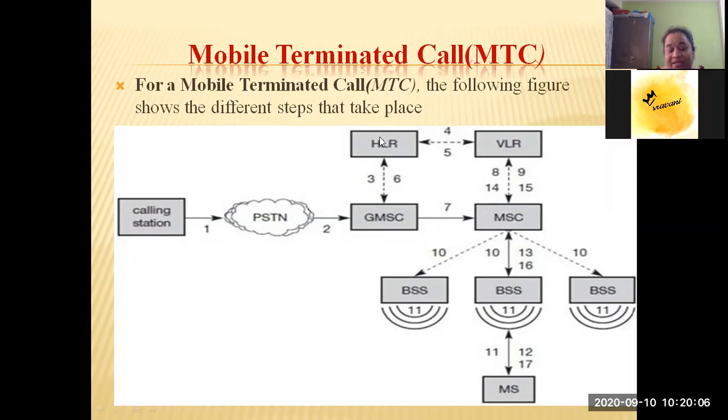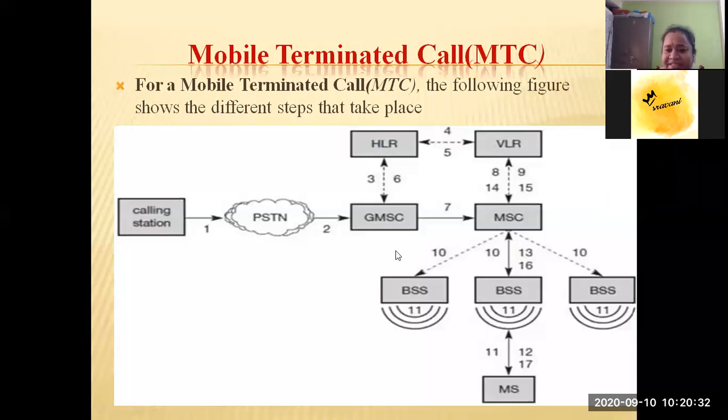We already discussed that the HLR will be giving some identity to the VLR, that is, the home location register will be updating your identity to the VLR, and the VLR will give you the TMSI, that is temporary mobile subscriber identity, and that particular identity will be given back to the HLR, and the HLR will update it to the GMSC. After that, it will be given to the MSC, that is mobile switching center.